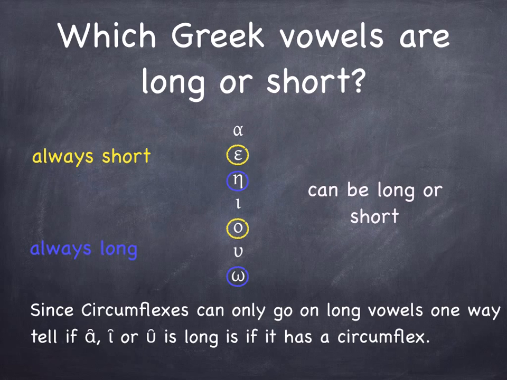Alpha, iota, and upsilon. And it's these three that tend to cause a little bit of trouble, especially when it comes to accentuation, because it's not always obvious if it's the long or the short of these vowels. But one tip is that if your vowel is accented with a circumflex, then you know it is long.